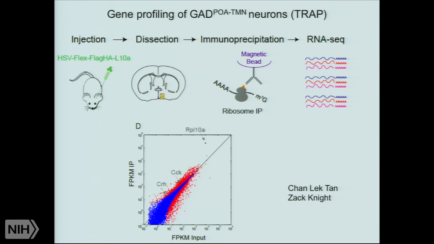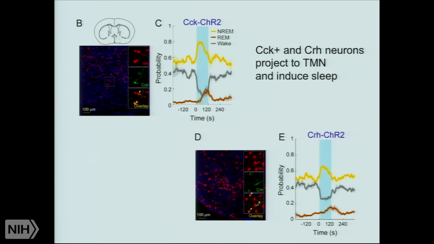And this is what the data looks like. Each dot is a single gene. We're plotting the expression level of this retrogradely labeled population against the entire population. If you see a dot above the diagonal, that means that this gene is more heavily expressed in the retrograde population. Among them, we focus on two genes: one is CRH, the other CCK. Both are neuropeptides, and there's some previous literature suggesting that they might be involved in sleep regulation. And because they also have Cre lines, we can test them.